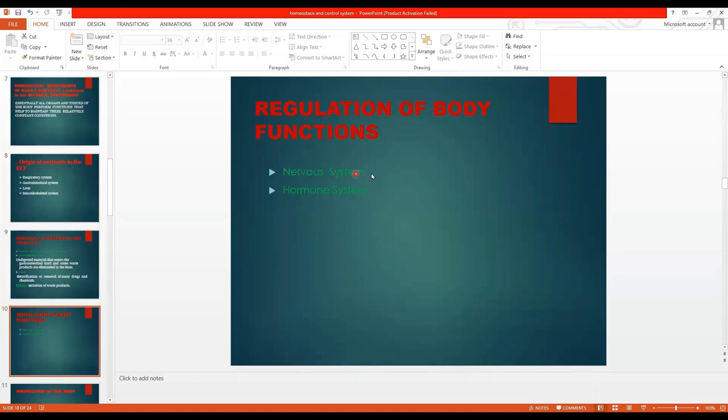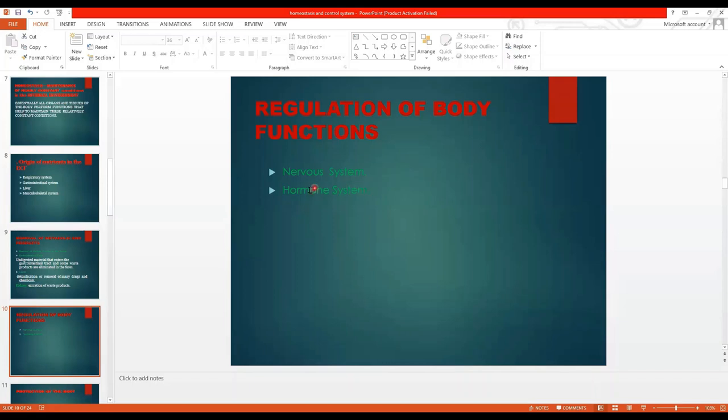The nervous system consists of three important parts. Number one is the sensory input. Number two is the central nervous system, which consists of the brain and spinal cord. And number three is the motor output. It also consists of one important part, that is the autonomic nervous system, the internal organs.